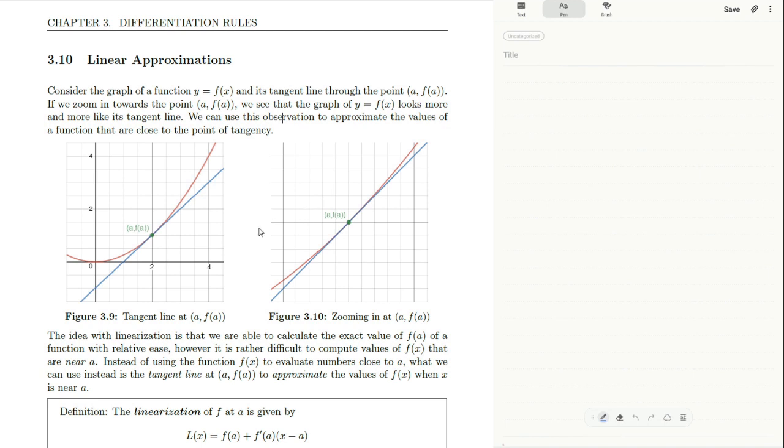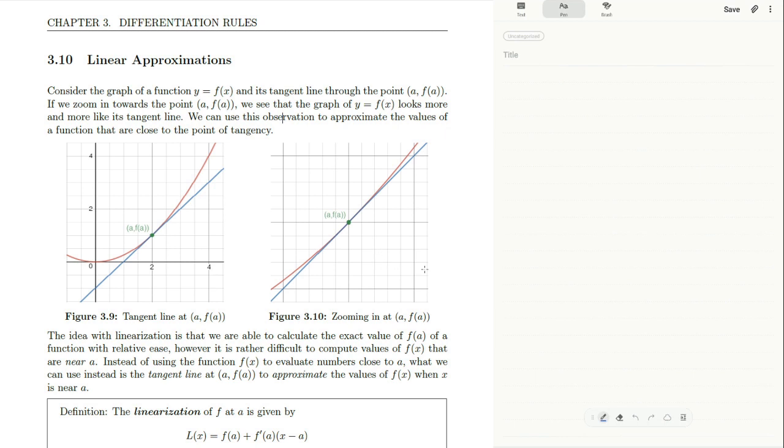So the idea behind linearization is that we can calculate the exact value of the function f of a quite easily, but it is rather difficult to calculate values of the function when x is close to a. So rather than using the function to approximate or to find the values that are close to a, we can use the tangent line to approximate the values instead, because it's a lot easier to work with the tangent line than it is with the function itself.